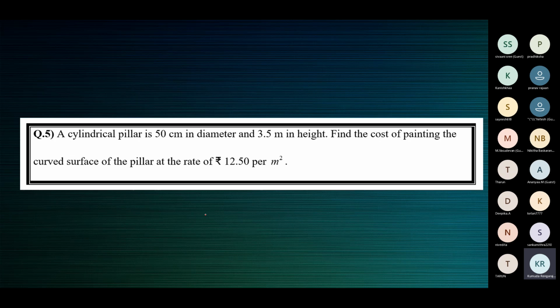Or if you want to convert 50 centimeter to meter, you must say 50 by 100 meters. So that will be half a meter or 0.5 meters. See, you can have the values in meter or in centimeter. That's completely your choice. If you have the radius and height in meter, you'll get the area in meter square. If you have the radius and height in centimeter, you will get the area in centimeter square.